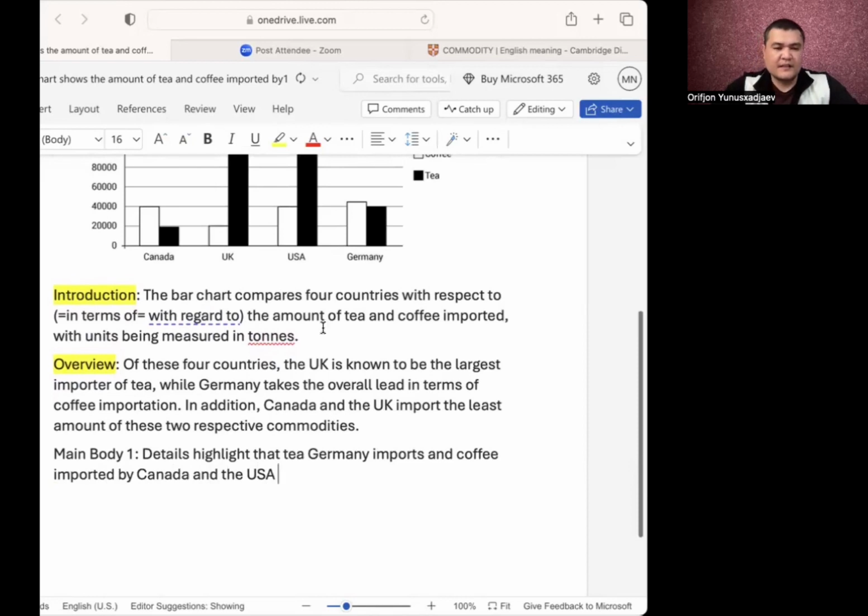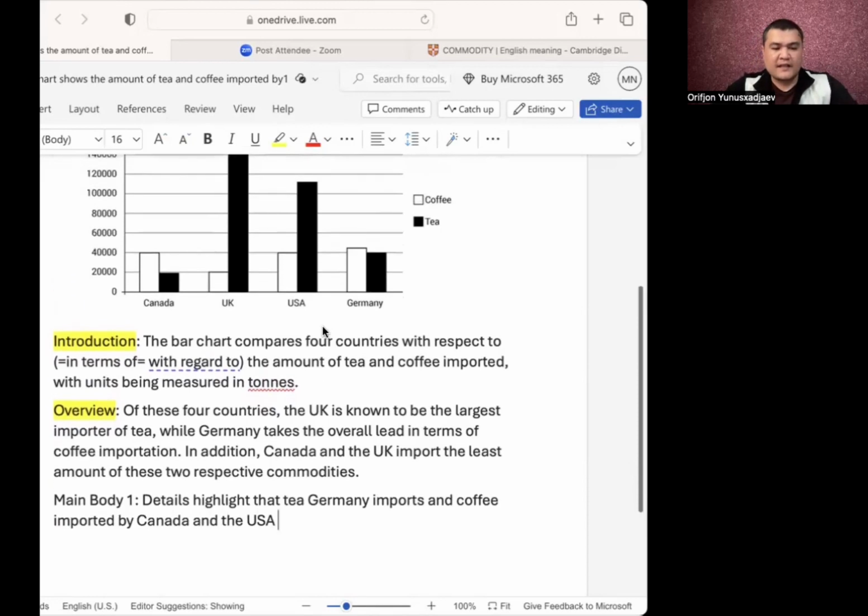Okay, let's make it slightly more interesting. Canada and the USA, they are neighboring countries. So we can say "by two neighboring countries". So: Details highlight that Germany imports and coffee imported by two neighboring countries. I can simply put a comma to separate this information, or let's make it different. This one is even better: Details highlight that Germany imports and coffee imported by two neighboring countries, Canada and the USA.